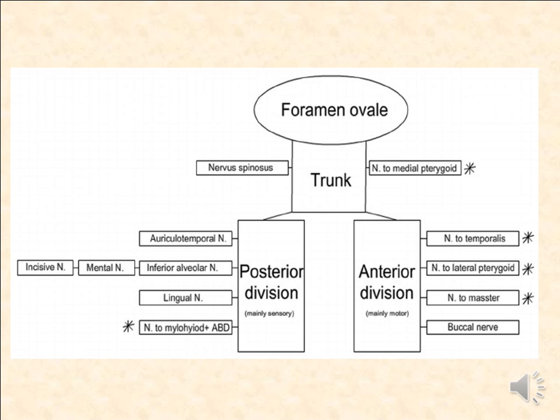This diagram shows the branching of the mandibular division that emerges from the foramen ovale. The main trunk supplies the branches to the medial pterygoid muscle and the nervus spinosus, and then divides into anterior and posterior divisions. The anterior division is mainly motor to the muscles of mastication: the temporalis, lateral pterygoid, and masseter. We have one sensory branch, called the buccal nerve. The posterior division is sensory, as the auriculotemporal and inferior alveolar and lingual nerves, except the mylohyoid branch, which supplies the mylohyoid muscle.